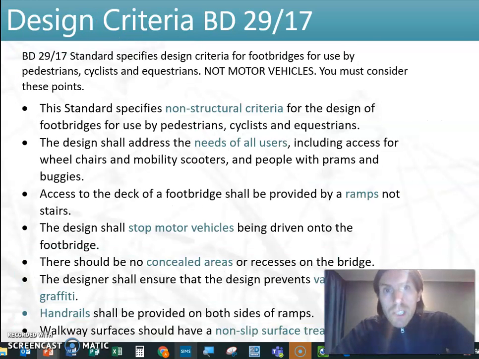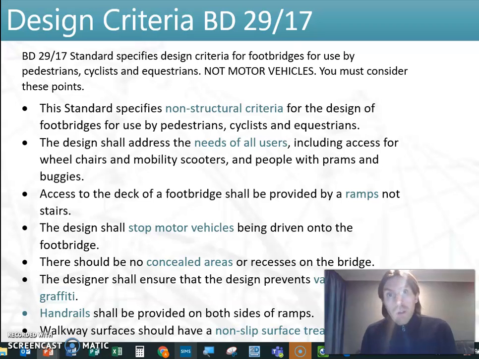Now, there are lots of criteria for bridges, and I've looked in particular at BD 29/17. This is a British standard that looks at what should be happening for footbridges. So instead of just coming up with some wild and wacky ideas and thinking, oh, that wouldn't work, let's look at the criteria and make sure before we even start designing that we're on the right page.